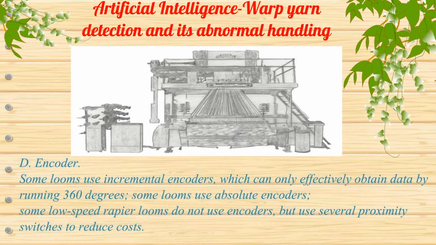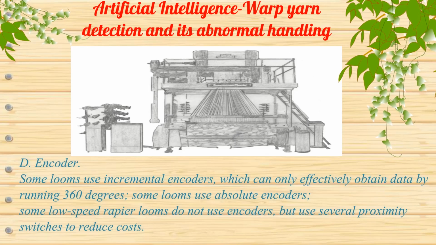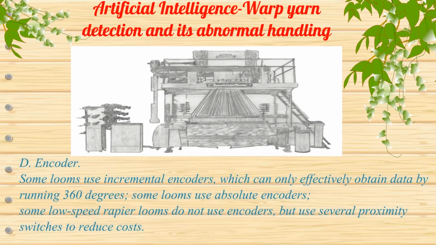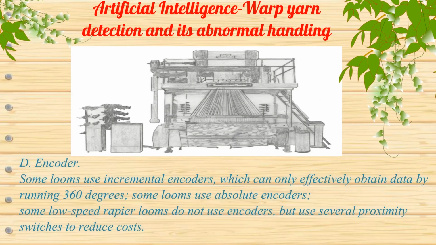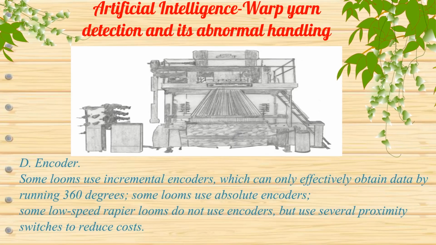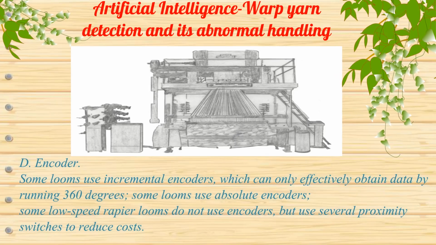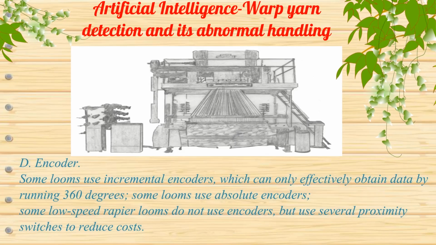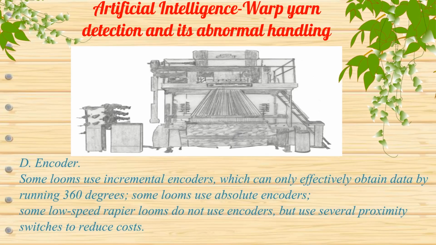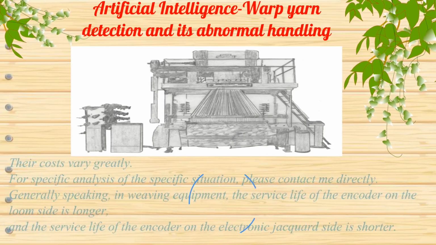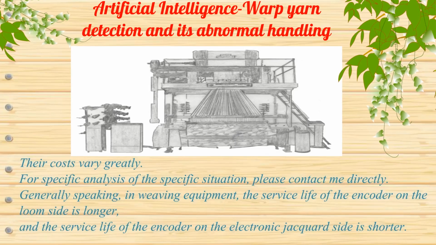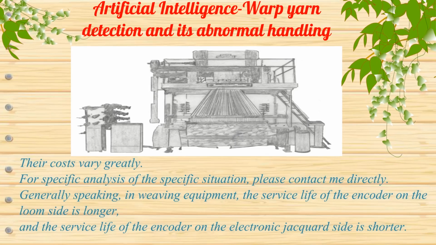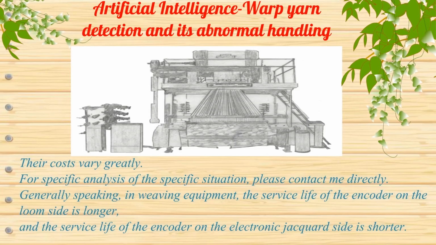D. Encoder. Some looms use incremental encoders, which can only effectively obtain data by running 360 degrees. Some looms use absolute encoders. Some low-speed rapier looms do not use encoders, but use several proximity switches to reduce costs. Their costs vary greatly. For specific analysis of the specific situation, please contact me directly.